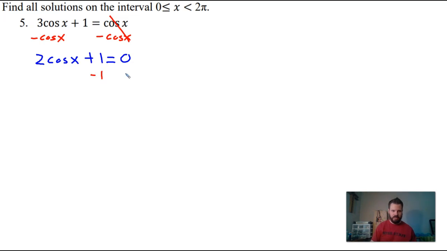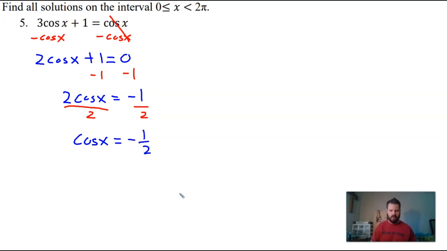Alright, I'm going to subtract 1 from both sides because I want to get all the other stuff that's not a cosine x on the other side of the equation. That'll give me 2 cosine x is equal to negative 1. And then last step, I want to divide both sides of the equation by 2 to get the cosine x by itself. Alright, so there we go. Now we're down to a simple trig equation. Cosine x equals negative 1/2.